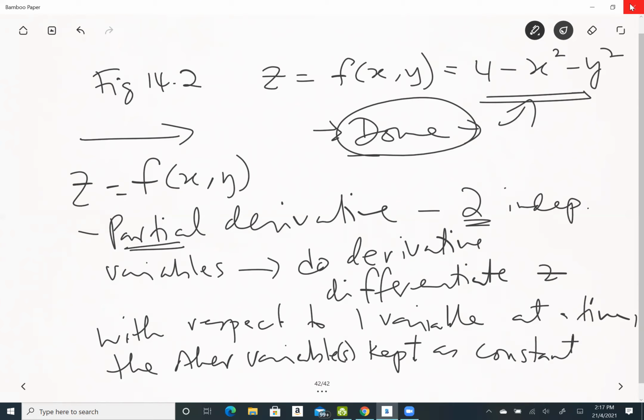Now, the other variables are not actually constant. You just keep them as constant. Keep them means treat them as constant. Imagine that they are constant. So you can use the words treat them as constant, or imagine they are constant. So when they're constant, you apply the derivative rule of a constant. So that's why you call it partial. We differentiate z with respect to only one variable at a time. The other variable we keep as constant.